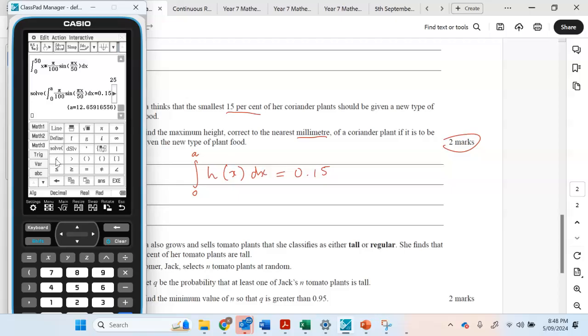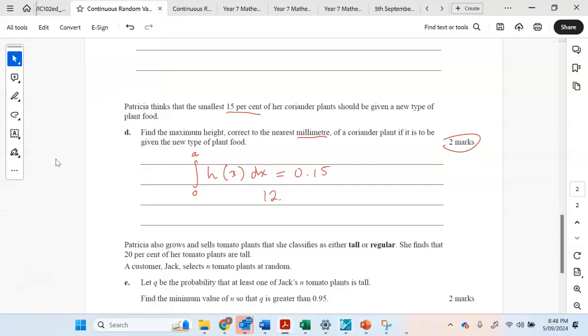12.659. So remember this answer is in centimeters. So it's 12.7 centimeters. Converting it to millimeters, just multiply it by 10. So it's 127 millimeters.